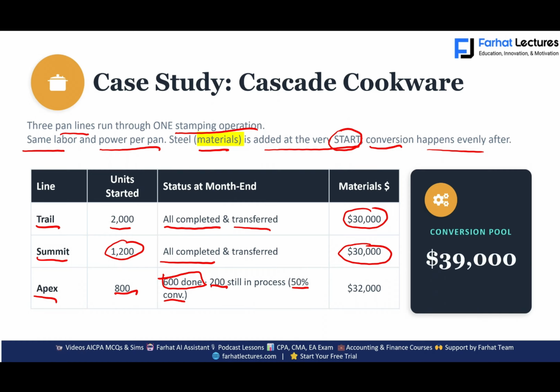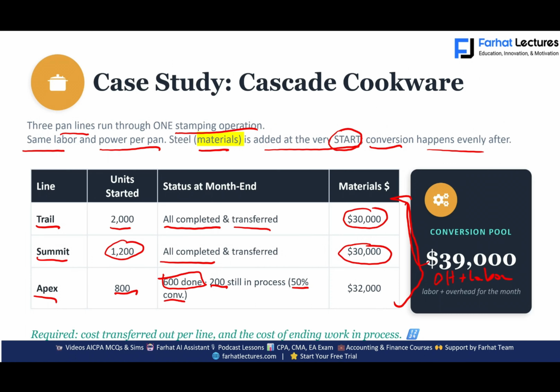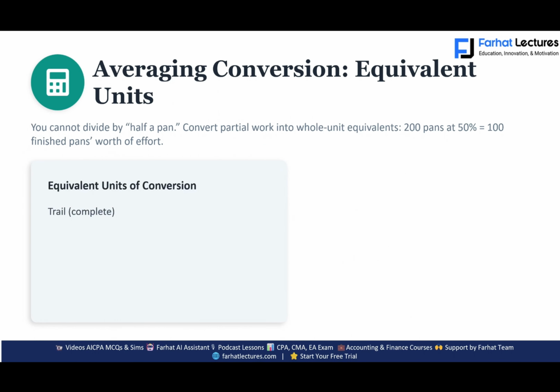And the conversion cost is 39,000. Remember, the conversion cost is overhead plus labor, and the conversion cost applies to all three. To all three means equally. Now, we have to know how to allocate this conversion cost, because remember, we have 50% of the 200 still in process. So here's how we do it.